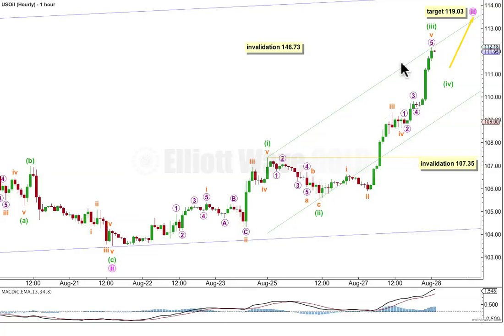Draw this channel from 1 to 3 with a copy on 2. If it breaks through support at the lower edge of that channel, look for it to end down in this price range here of sub-minute wave 4. When the fourth wave is over, more upwards movement to end minute wave 3 at 119.03.